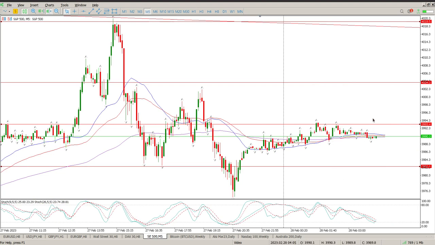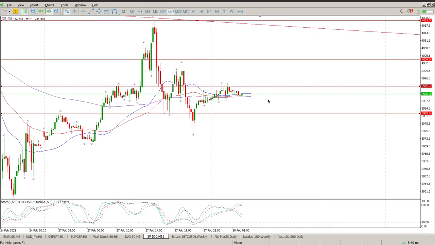Definitely favoring a move to test 4,000 at least at the moment, and possibly higher. That's kind of my setup for today. And as I said, that's based on something I'm seeing on the Forex as well.